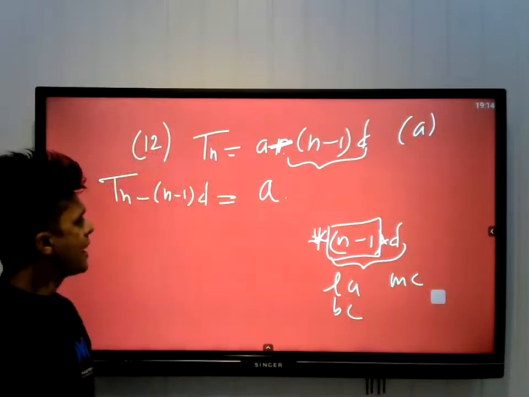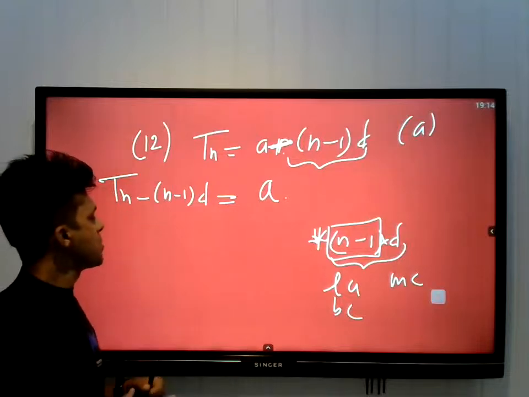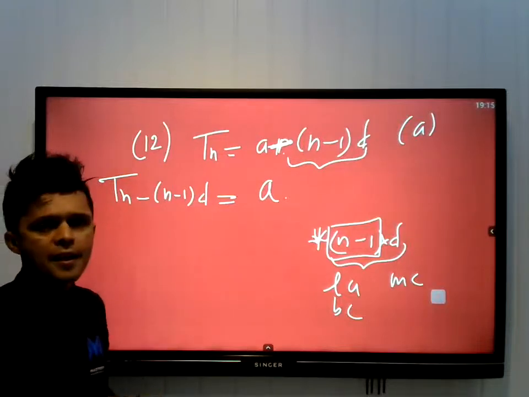So the term a we are able to write as Tn minus n minus 1 times d equals a.